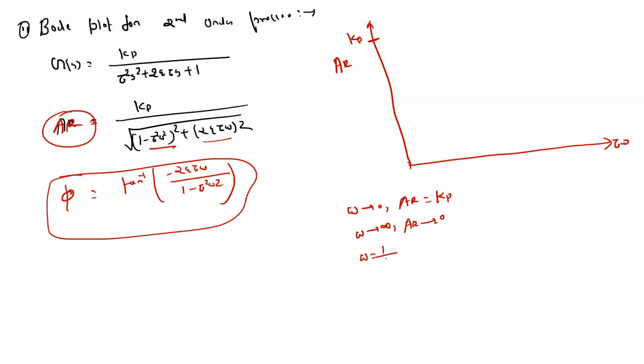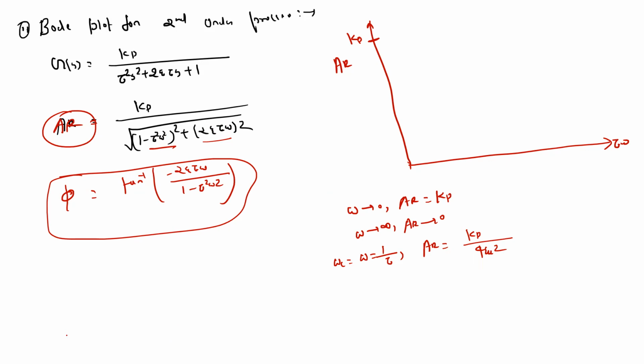Let's say omega is equal to 1 upon tau. And that is called omega c. So if this is 1 by tau, this one will be 0. So this one will be omega equals 1 upon tau, so 1 upon 4 zeta square, right? So your amplitude ratio is equal to Kp divided by 4 zeta square. So this depends upon zeta. If I increase zeta, amplitude ratio will decrease. If I decrease zeta, amplitude ratio will increase. So this is the case of the zeta, right?